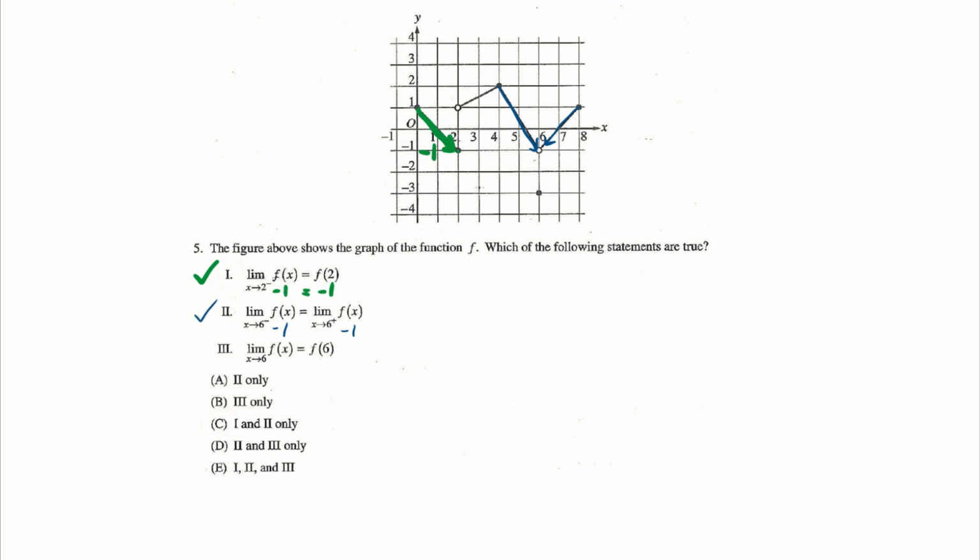What about the limit as x approaches 6 of f of x? So not from the left or from the right, but from both sides. That means from both sides it has to approach the same value for it to exist. And as we saw in the previous one, it does in fact approach the same value of -1. But what is f of 6? So I go to x equals 6. What is the y value? -3. Because they have defined it, they had filled in the dot down at -3. So it does not equal. So only 1 and 2 are true. Therefore, the correct answer is C.